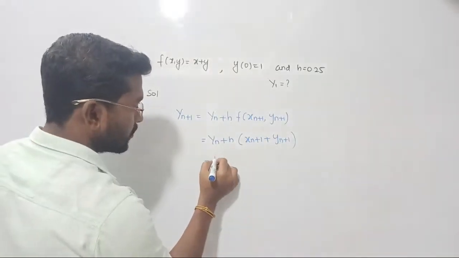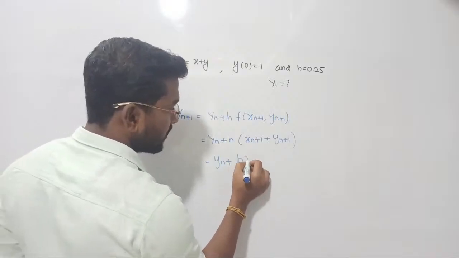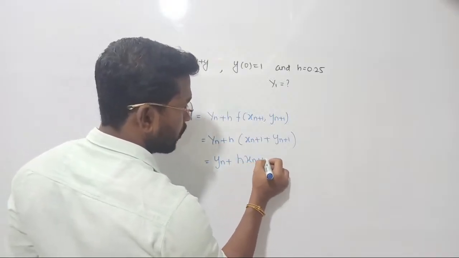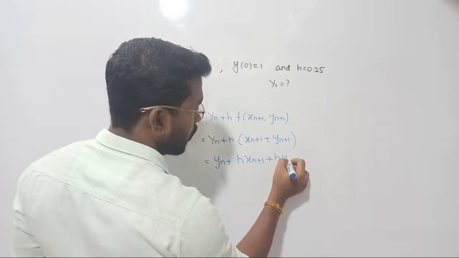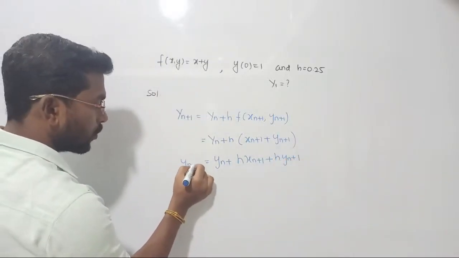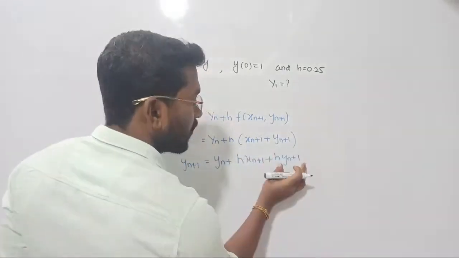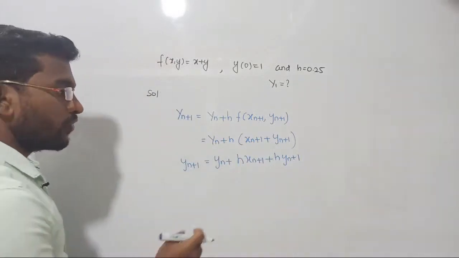Now let's reduce the function. Just open up the brackets: yn plus step size h into xn plus 1 plus step size h into yn plus 1, whereas on the right-hand side also we have yn plus 1 only. See there, implicit means in the equation we will have the term yn plus 1. Now we have to reduce.